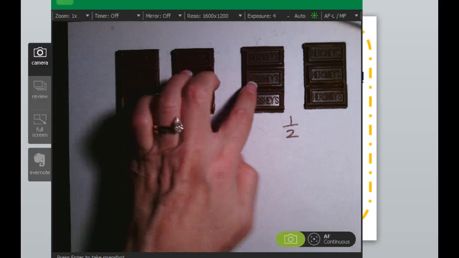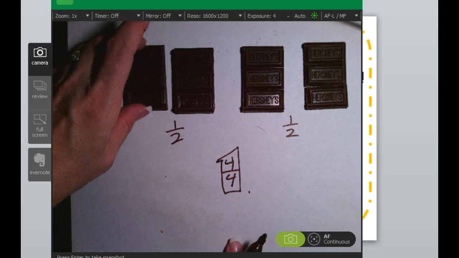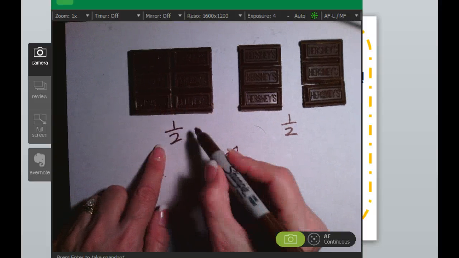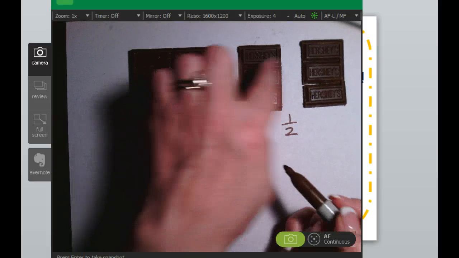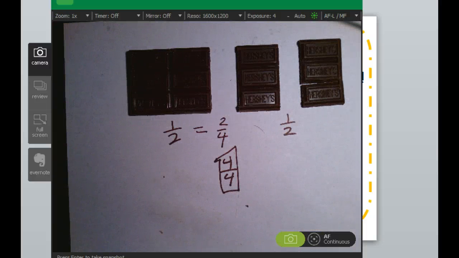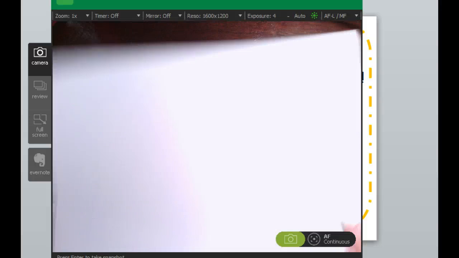So here I have 4/4. I can see that 1/2 is the same as 2/4. They are equivalent. So let's take a look at some more fractions. And I'm going to get a clean sheet of paper here. And this time we're going to look at fraction circles.